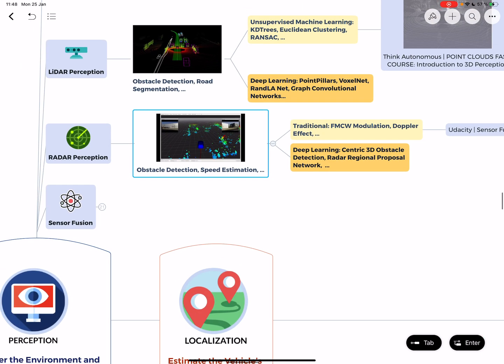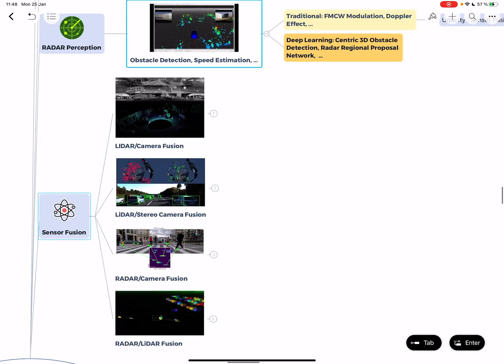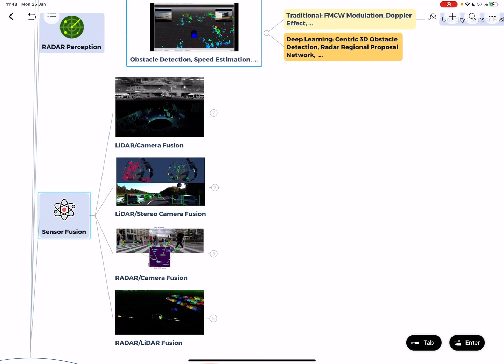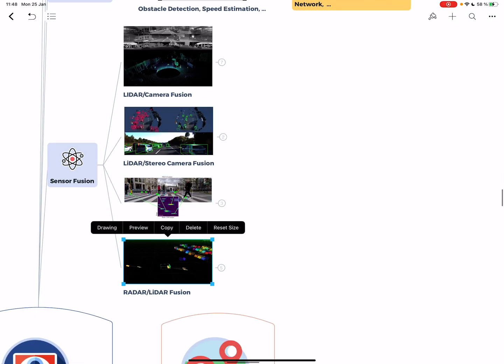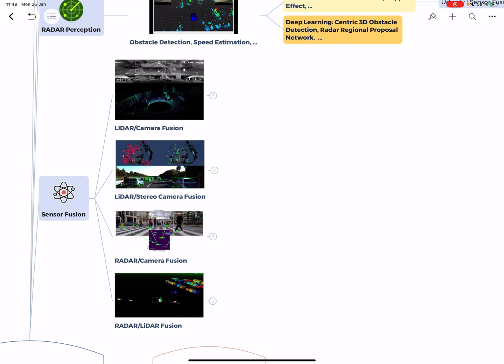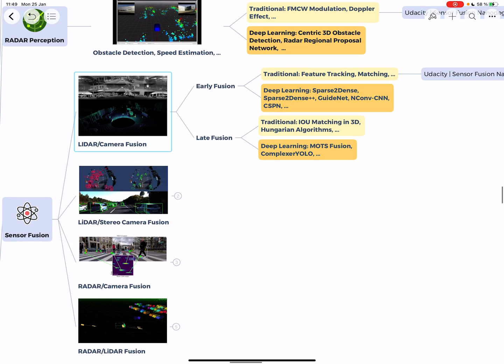And now there is the sensor fusion part. So sensor fusion is really hard. There are a lot of topics, and more and more we will see deep learning in sensor fusion. So there are three sensors, and so there are three main things. There is LiDAR camera fusion. There is LiDAR stereo camera fusion, there is radar camera fusion, and radar LiDAR fusion. And we could also add some radar LiDAR camera fusion, like all three sensors. So if we start with LiDAR camera, every time in sensor fusion, you will see an early fusion and a late fusion.